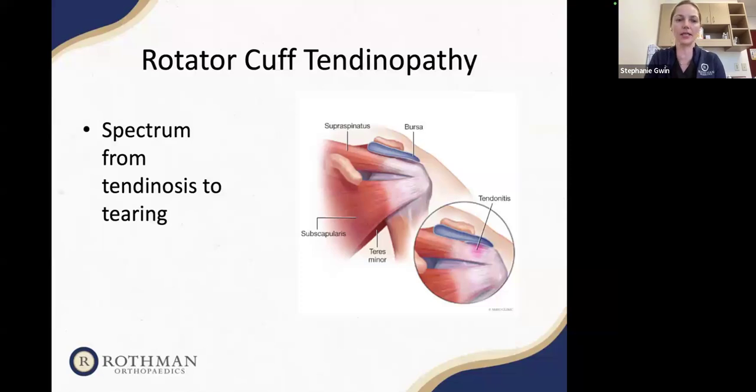Rotator cuff tendinopathy is another one. Again, rotator cuff injury is on a spectrum, right? So is there some slight fraying of the tendon? Is it tendinotic, which is where the tendon isn't nice and linear and it's a little bit more kind of scarred, to small tears of the rotator cuff, to complete tears of one of the tendons. There are 4 rotator cuff tendons, to a massive tear, which is where you have multiple tendons torn.